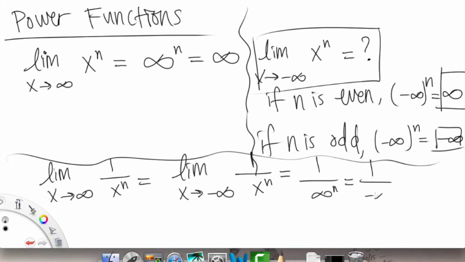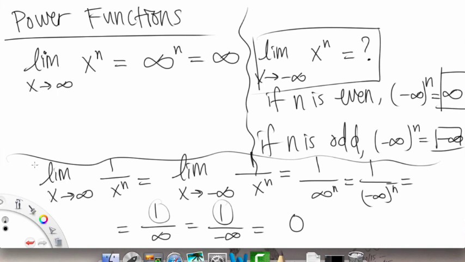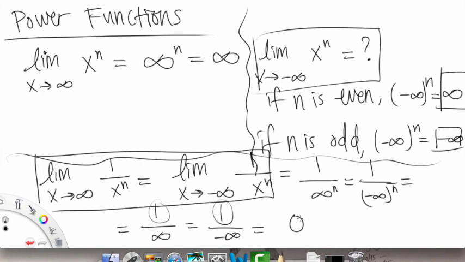That's because if you plug in either of these, 1 over infinity to the n or 1 over negative infinity to the n, what we get is some huge number on the bottom, so the 1 is going to look super small and insignificant. It's almost like a 0 in comparison to the tremendously large number on the bottom. So both of these limits are going to equal 0.